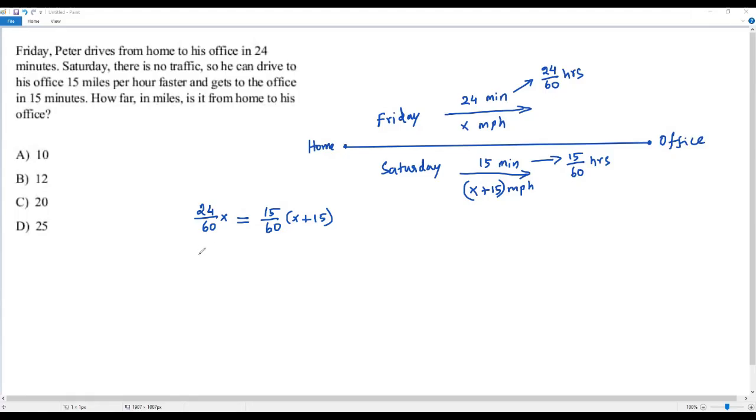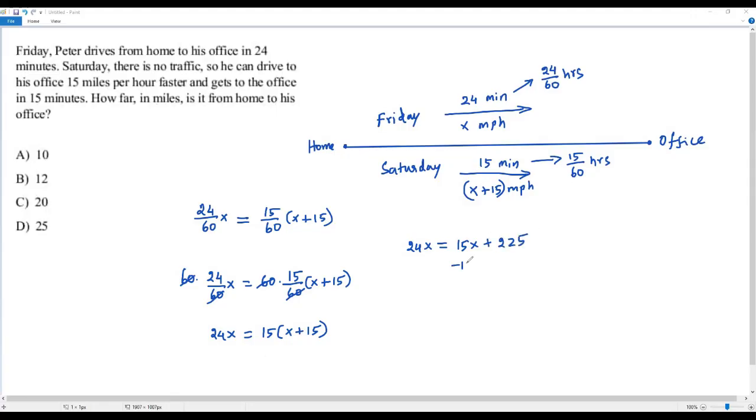For that, we multiply both sides of this equation by 60 to get rid of the denominators. That is 60 times 24/60 x equals 60 times 15/60 times (x + 15). Here the 60 will cancel out, and here the 60 will cancel out. So I'm getting 24x on the left side. On the right side, I'm getting 15 times (x + 15). Here 24x equals, we can distribute the 15 to the x and 15. Then I'm getting 15x + 225.